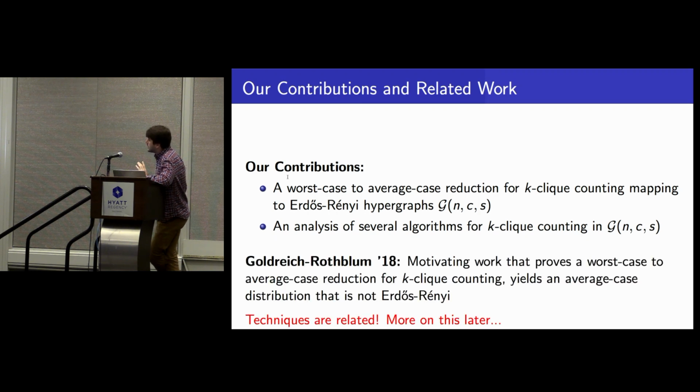Now, I should mention an important related and motivating work from last year by Goldreich and Rothblum. This proves a worst case to average case reduction for k-clique counting, but in contrast to our paper, the average case distribution that they obtain is not an Erdos-Renyi distribution. In any case, the techniques are related, and we will see this later.